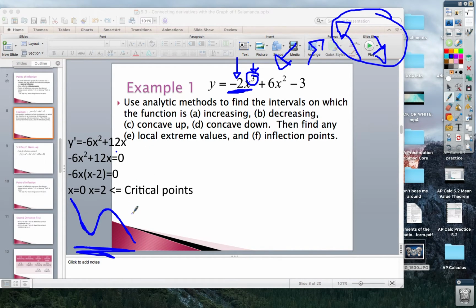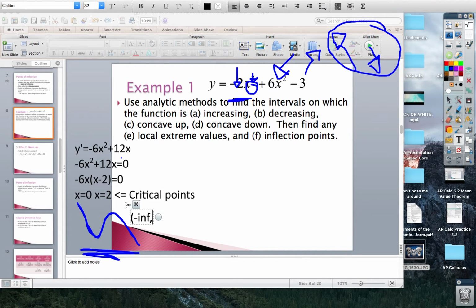Now, what we can do with those critical points is go and say negative infinity to 0, as you can see from our very rough sketch, this graph is decreasing. And from 0 to 2, this graph is increasing. Notice we're just using our critical points. And from 2 to infinity, our graph is decreasing.